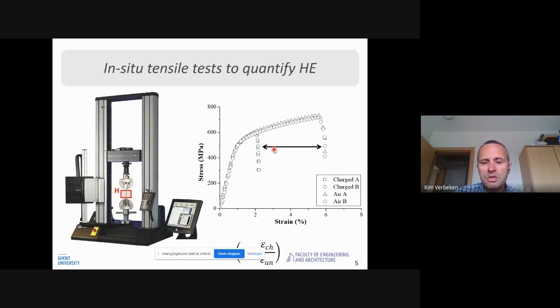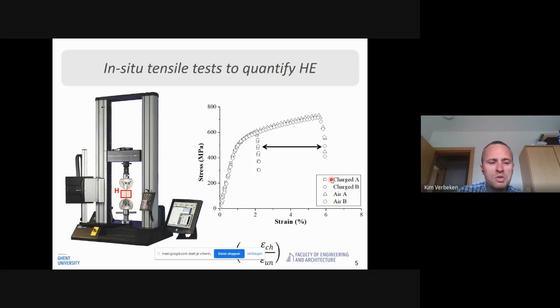Here you see a few results. First you see tests in air, A and B. This is 2 times the same test we perform, and you clearly see the reproducibility of the test, because both curves are nicely on top of each other. And then you have what is called charged A and B. This is where we saturate our sample with hydrogen.